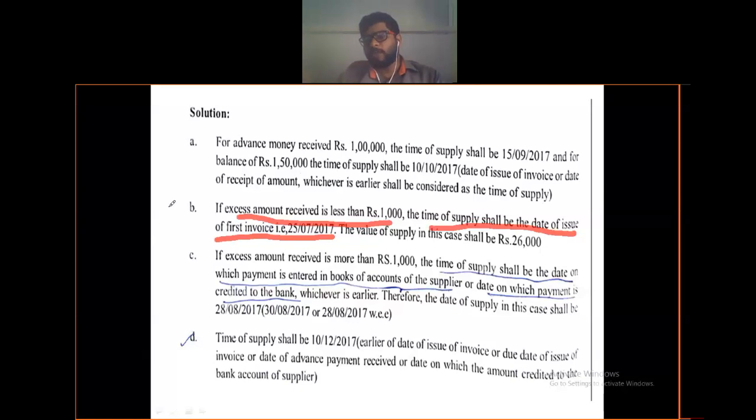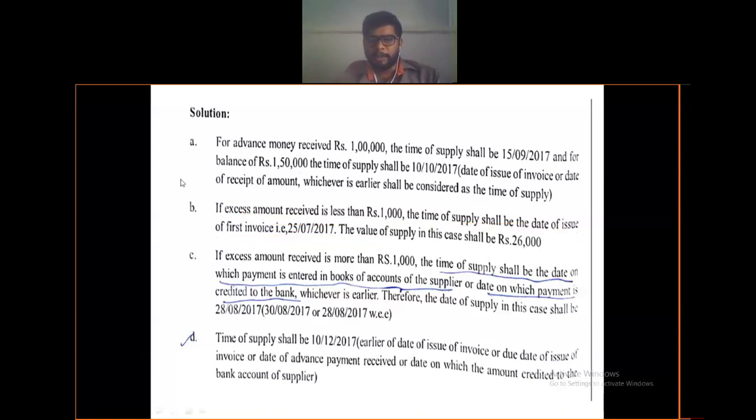Then one more question is there. What is the value of supply? Value of supply is 26,000 only. Why? Because for 25,300 worth of goods, how much did the recipient pay? 26,000 paid. Even though he paid extra 700 rupees, 26,000 is considered as a value of supply. So value of supply is 26,000. Time of supply is the date of issue of first invoice. That is 25th July 2017.